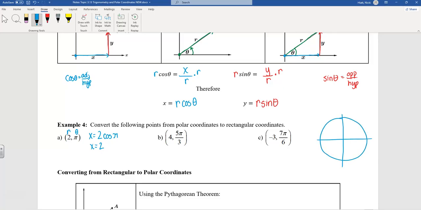It's going to be on the unit circle. Pi is right here, (-1, 0). Cosine is your x coordinate, so cosine of pi is -1. So my x coordinate is -2.